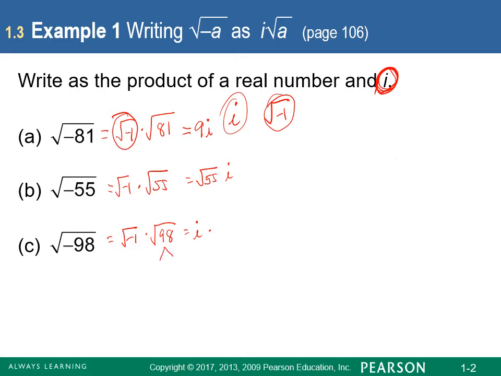Now we can rewrite the square root of 98. 98 is the same thing as 49 times 2. So this could be the square root of 49 and the square root of 2. Now the square root of 49 is 7. So this would come out to be something like 7 square root of 2 and i. Now where you put the i is immaterial.